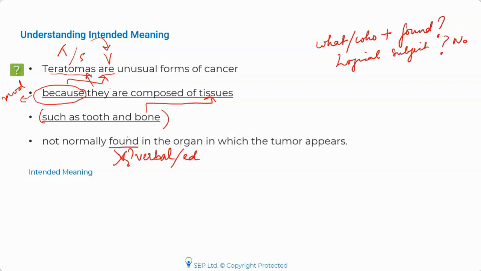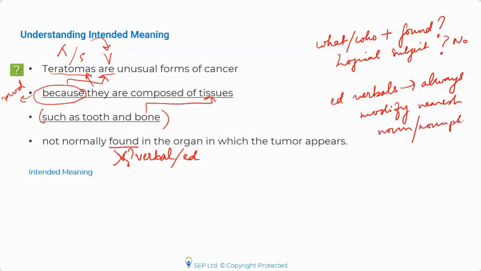Now, found, because it's an ed verbal, this is the takeaway here: ed verbals always modify the nearest noun. Remember, it's only a noun modifier. So it will either modify the nearest noun or the noun phrase if there is a noun phrase. The nearest noun is what? Tooth and bone. So what this sentence is trying to say is the tooth and bone are not found in the organ. Does that even make sense, guys?